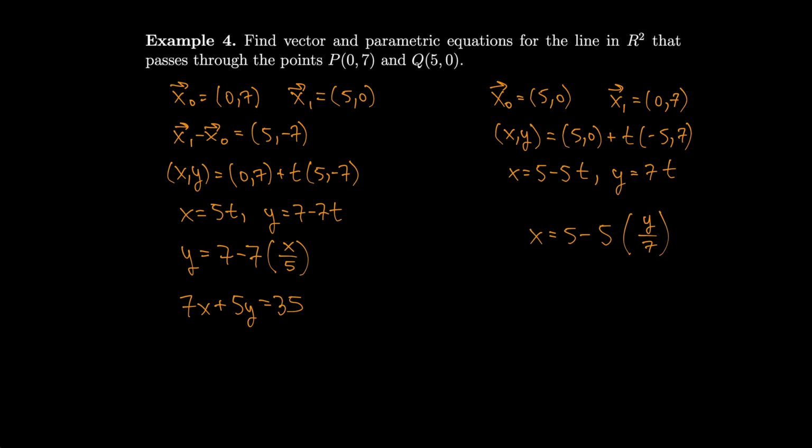So then I would get x equals 5 minus 5 times y over 7. So I'd get 7x plus 5y equals 35, same as before. So it doesn't matter which form of the equation we actually use, as long as we plug everything in correctly.